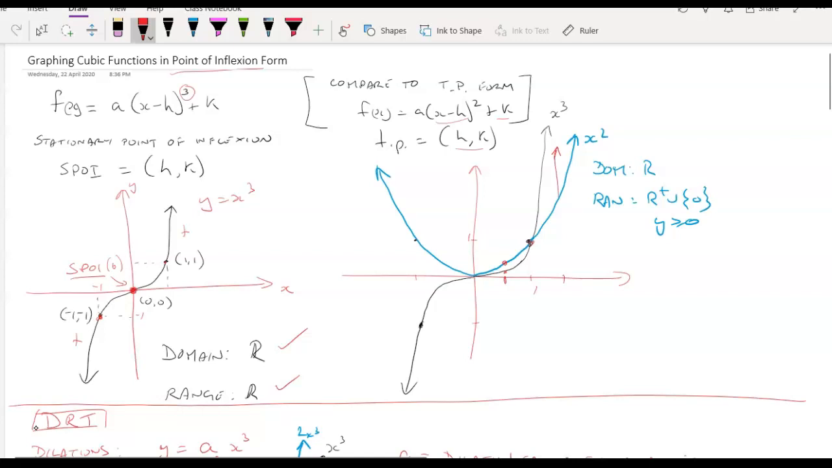For that parabola, I've listed the domain and range to compare as well. Domain is reals, but the range is just the positives, because when we square the negative numbers over here, it becomes positive. I think you should pause the video now and take down some notes from that general introduction: the basic shape of an x cubed, the stationary point of inflection form, perhaps the comparison to the x squared graph, the domain and range. Pause the video, take a few minutes to take that down.